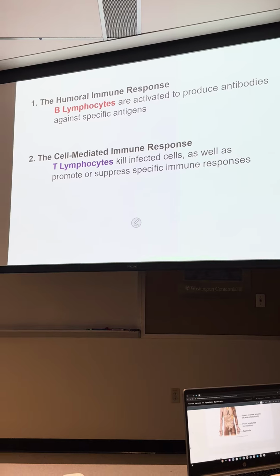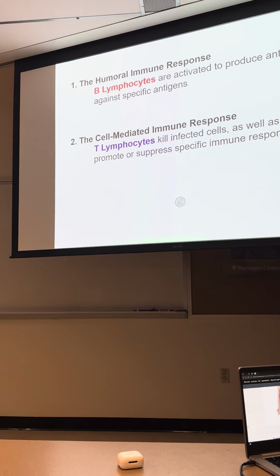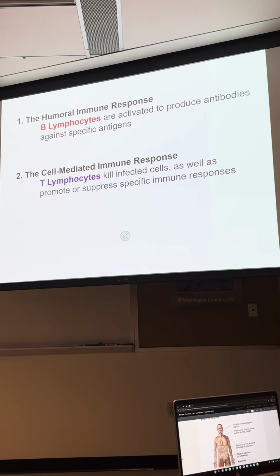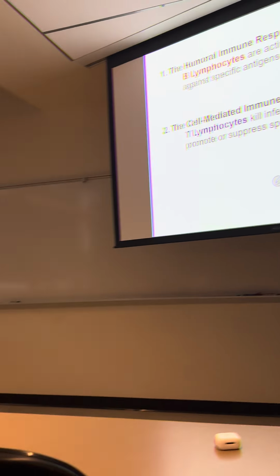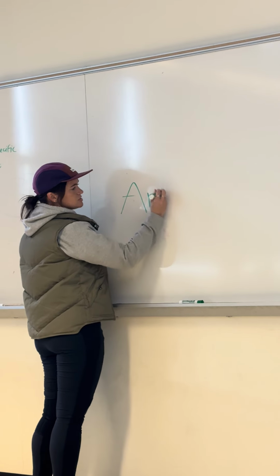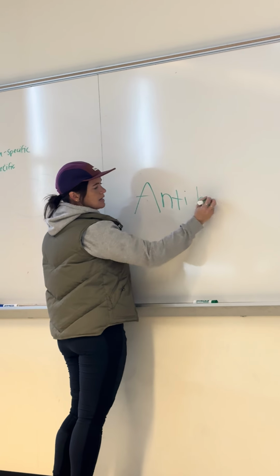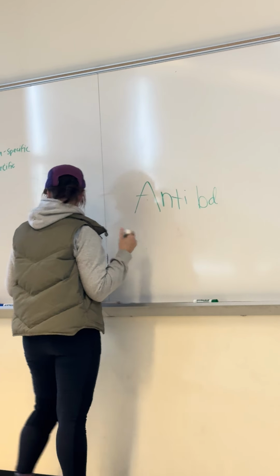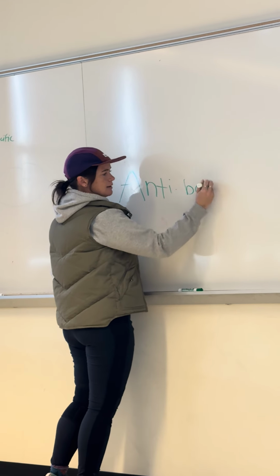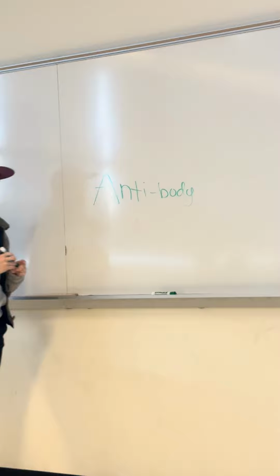So first we're going to talk about B cells, okay? Here we go. The B cells have a very main role, which we talked about a few times in the blood already. B cells are antibody producers. They are antibody, okay? Antibody producers.